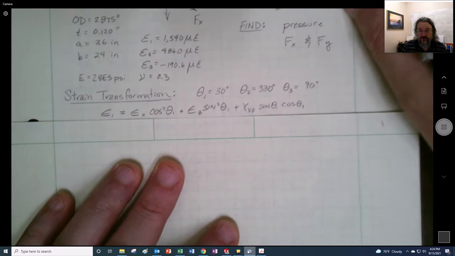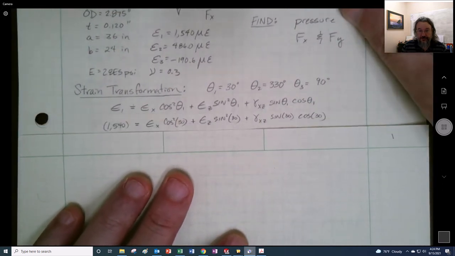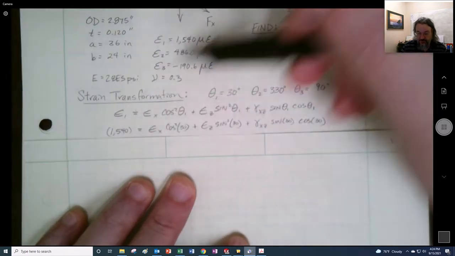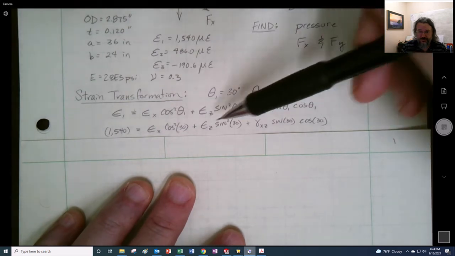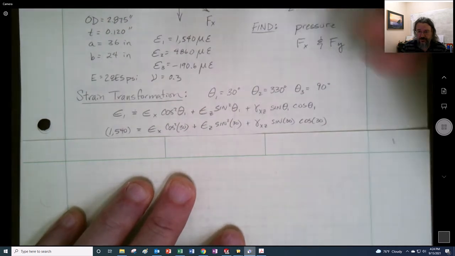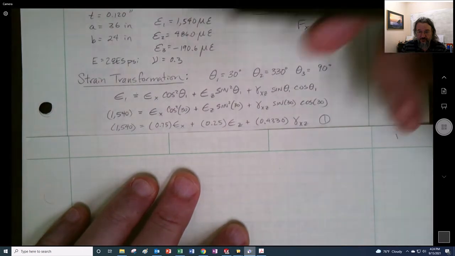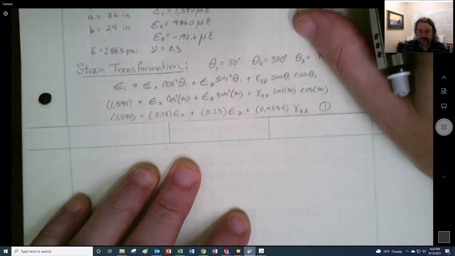So here's the first equation that I want to plug in, and I go ahead and stick in the known value here. I'm going to keep them as microstrain just for the time being, so I don't have to write out a bunch of decimal places. And put all the 30s in there, and we end up with this equation. Right, so here are our 3 unknowns right now.